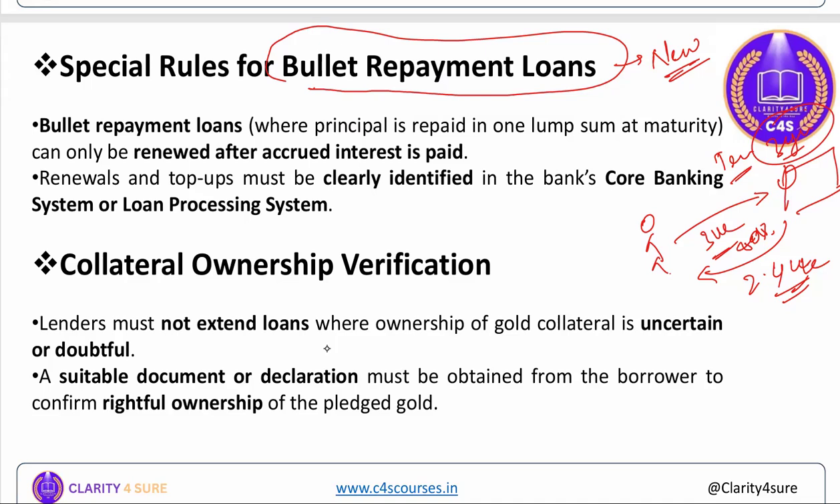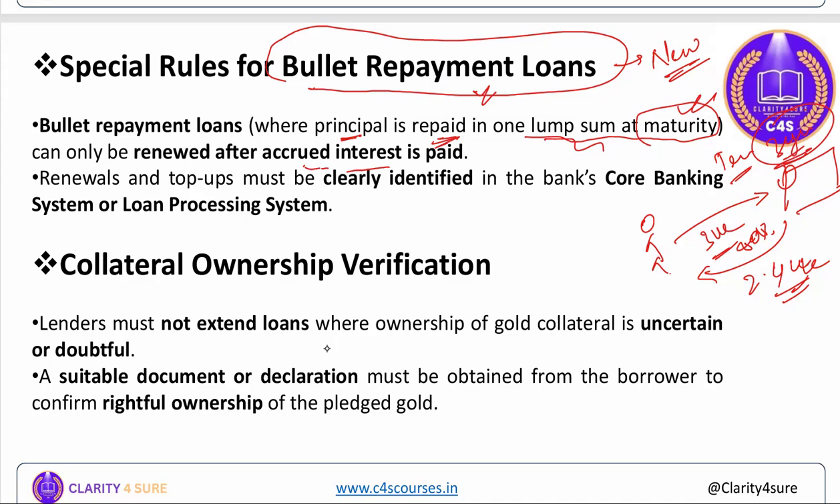Rather, after 3 years or in between, before 3 years as well, he is giving the entire amount at once, right? So this is called the bullet repayment loan, means principal is repaid in one lump sum at maturity, means 3 years. So this is called bullet repayment. But this will only be acceptable if the accrued interest is also paid.